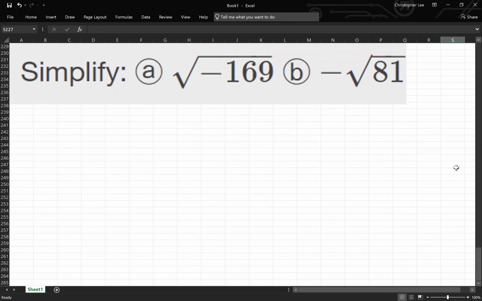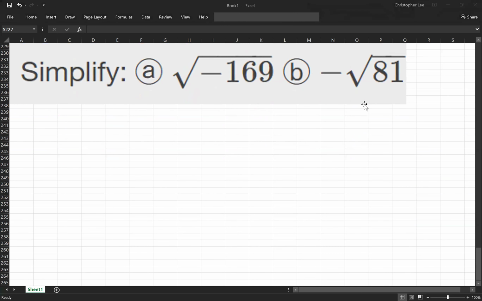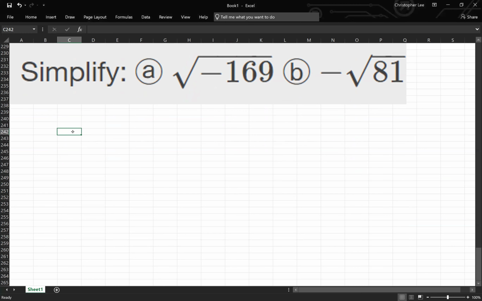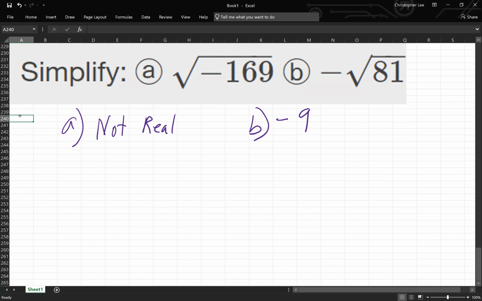I put in the chat the information. Well, let me check. Perfect, not real, and negative, not 8, we're close. So A, oops, sorry. A, not real. B, -9, right? 81 is 9 times 9, right? And that's that. Let's keep it moving.